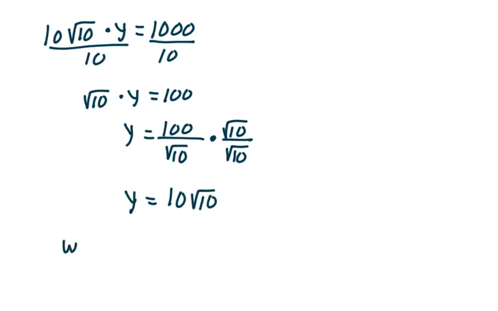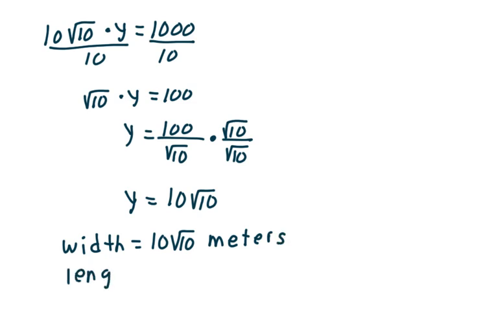So the width is 10 times the square root of 10 meters, the length is 10 times the square root of 10 meters. And that's how we do problem number 17.